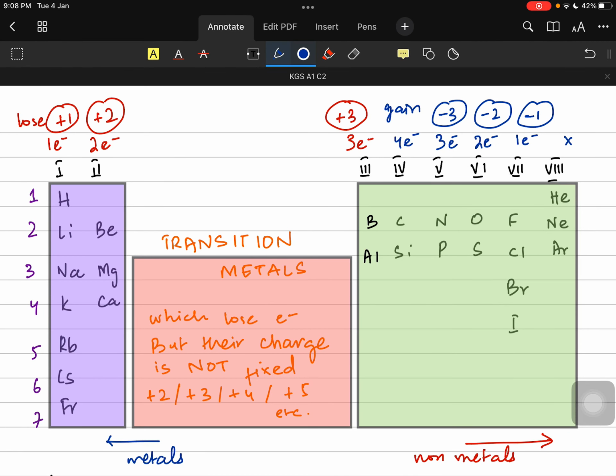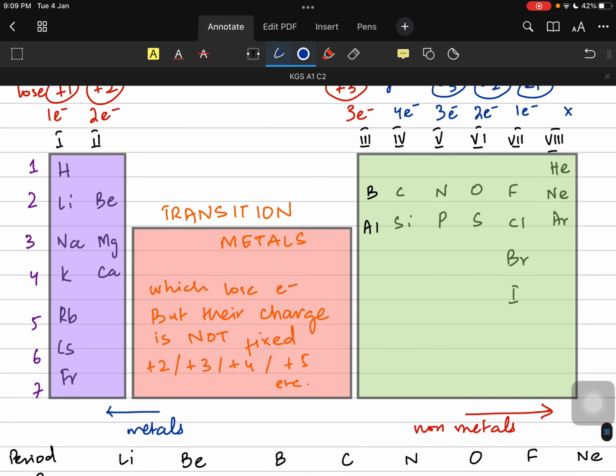Sup guys, so in the previous video we saw that the metals are on the left side of the periodic table, which is group number 1, 2, 3, and the non-metals are on group number 4, 5, 6, 7, on the right hand side of the periodic table. We know the metals lose electrons so they can have a stable noble gas like configuration, so they become plus charges. And the non-metals gain electrons so that they can again have a stable noble gas like configuration, and they become negative charges.